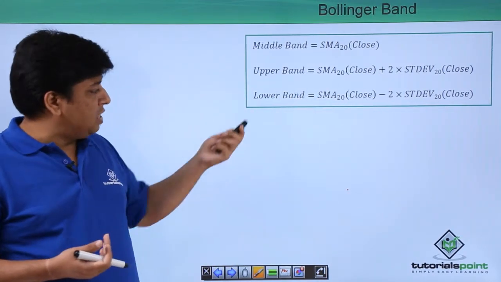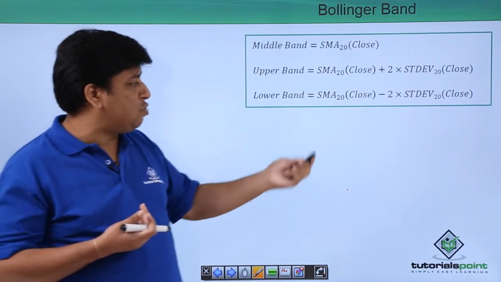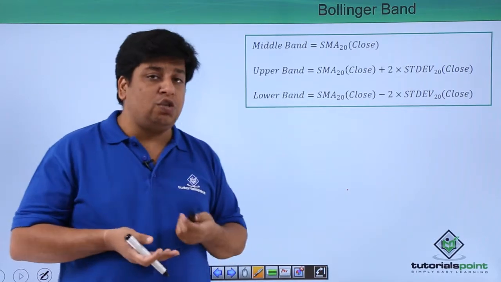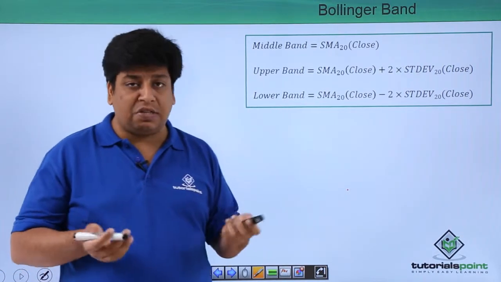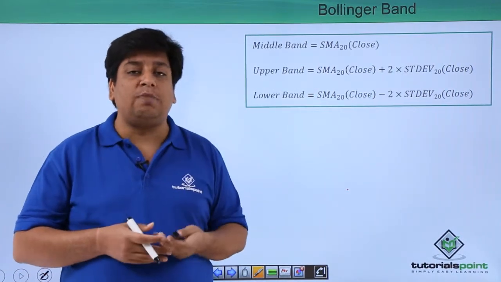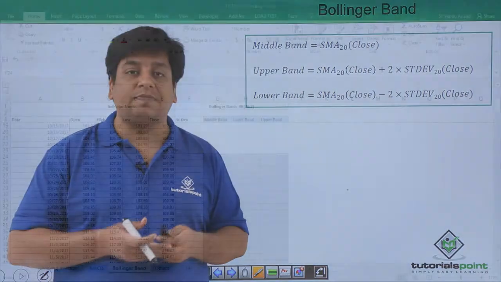The lower band is the same, except that instead of adding twice the standard deviation, we are going to subtract twice the standard deviation. And the standard deviation, as I told you, will tell you exactly the volatility of a particular stock. So by using Bollinger Band, you should come to know what your buying strategy and selling strategy should be.